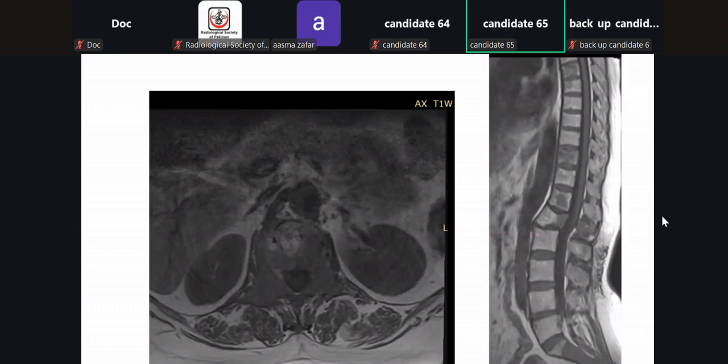There is a mild retrolisthesis at this point.